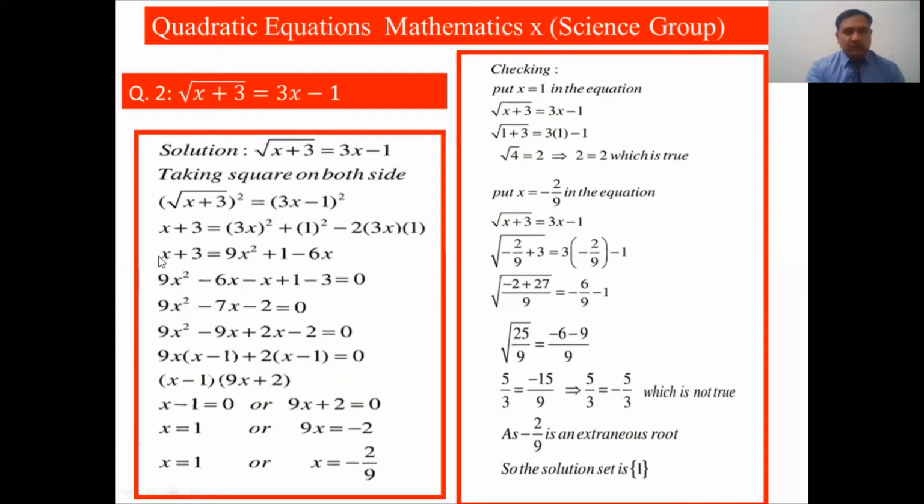So now we have to shift these values into the left hand side. So when we shift these, in the right hand side we have 9x square, and we have to write in descending order. So 9x square minus 6x, and this is minus x. So here is plus 1, and when we shift this, we have minus 3 is equal to 0. So we can write this as 9x square minus 7x, and 1 minus 3, which is minus 2, is equal to 0. So this is again a quadratic equation in standard form.